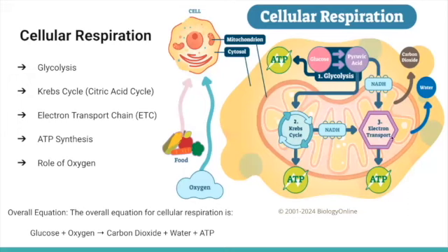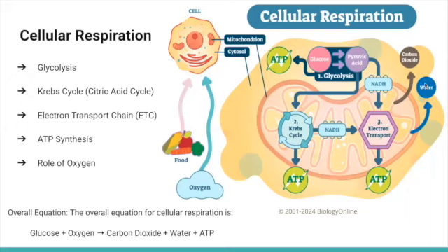The electron transport chain is located in the inner mitochondrial membrane. During this stage of cellular respiration, electrons carried by NADH and FADH2 are passed along a series of protein complexes, leading to the generation of a large amount of ATP through oxidative phosphorylation. Oxygen serves as the final electron acceptor in the electron transport chain, combining with hydrogen ions to form water.